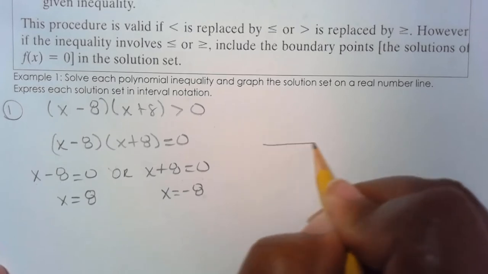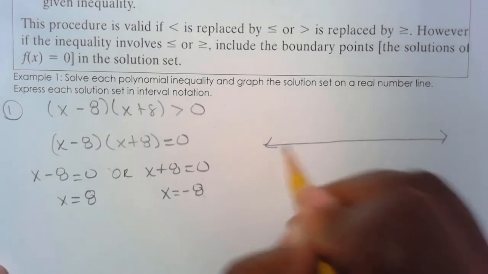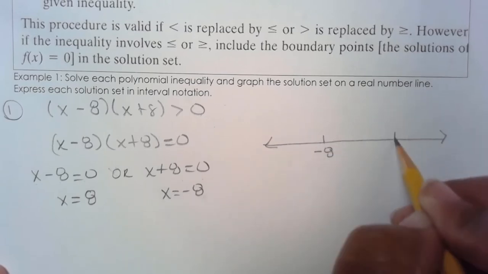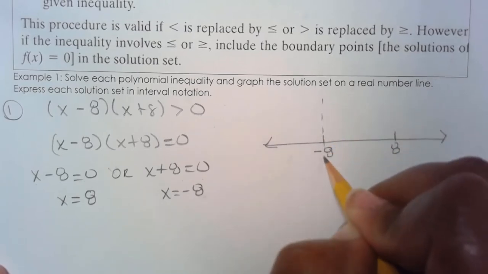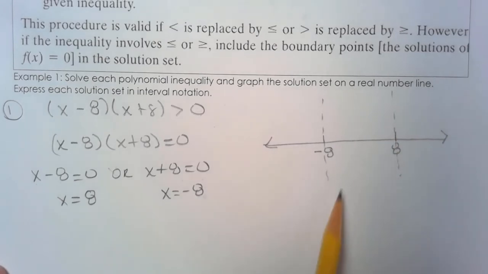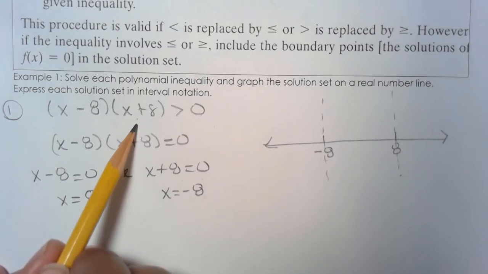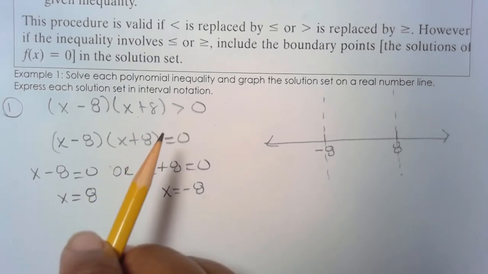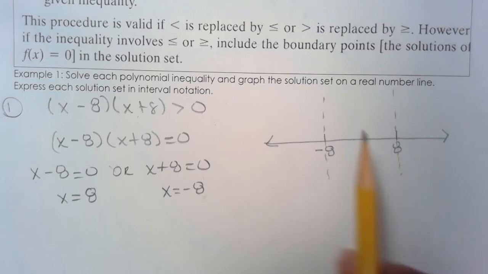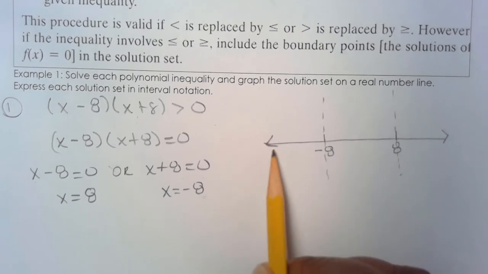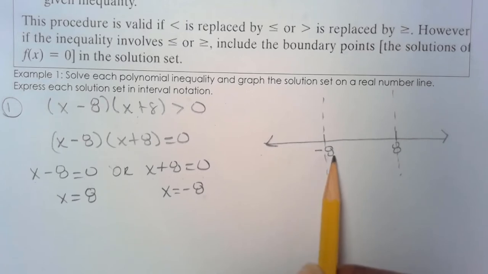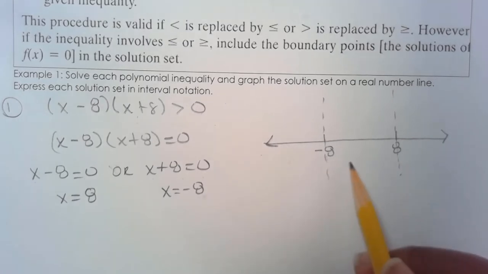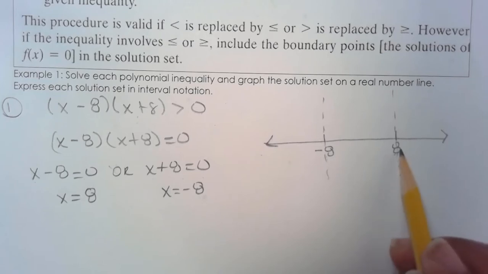Now, these are our boundary points. We have negative 8 and we have positive 8. If we try to substitute negative 8 or positive 8 back into the original inequality, we will have 0 is greater than 0, and we know that's not a true solution. So we want to see where it is true. Is it from negative infinity to negative 8, or are all the solutions true for negative 8 to positive 8, or from 8 to positive infinity?